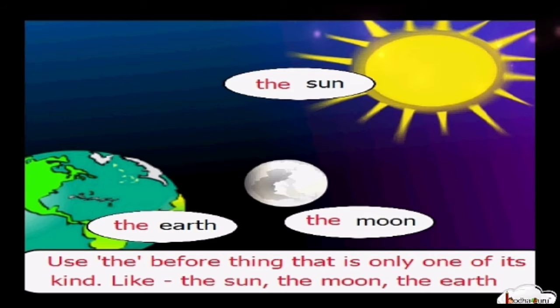Uses of the: the sun, the earth, the moon. There is only one sun, one moon, and one earth. Use the before things that are only one of their kind, like the sun, the moon, the earth.